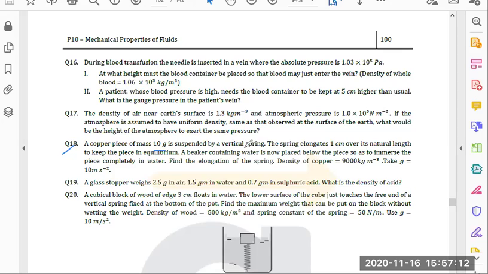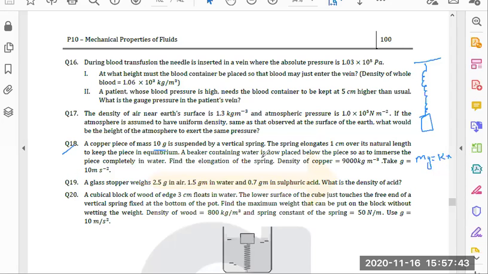Now, 18th. A copper piece of mass 10 gram is suspended by a vertical spring. Think about it. We have a spring and a mass is suspended, right? The mass is 10 kg. Now, the spring is elongated 1 centimeter over its natural length. So, because of this mass mg, the elongation is given as 1 centimeter. So, kx is given. Step by step, right? Whatever is given, write down step by step.